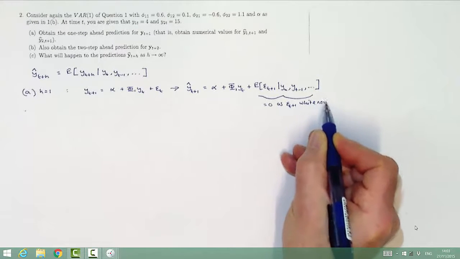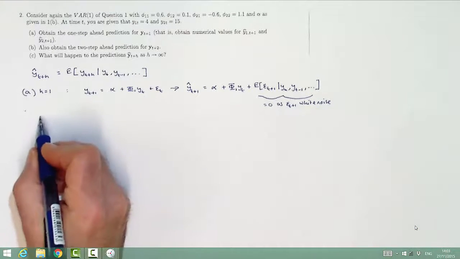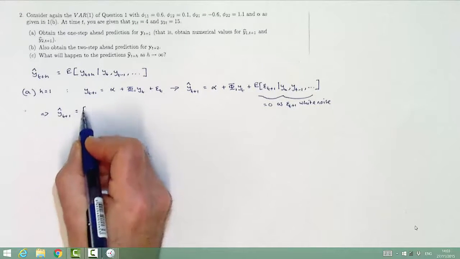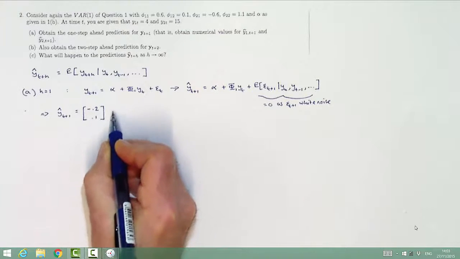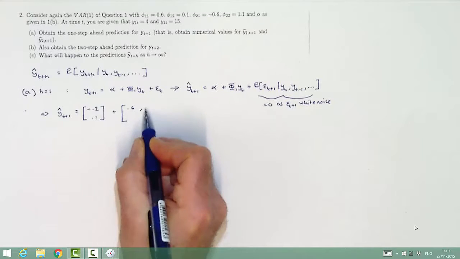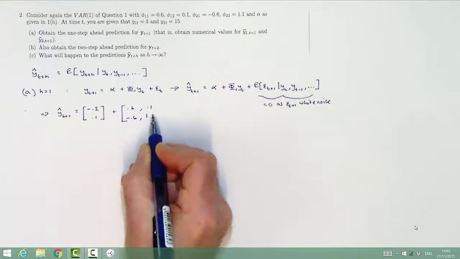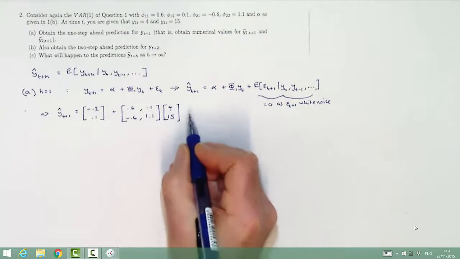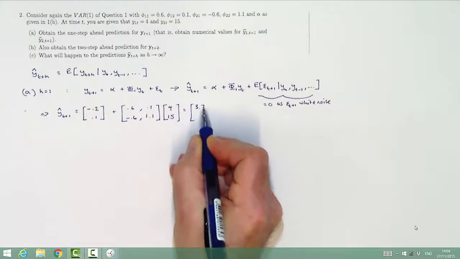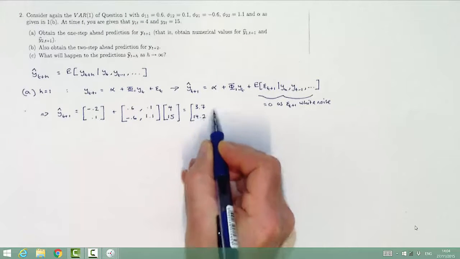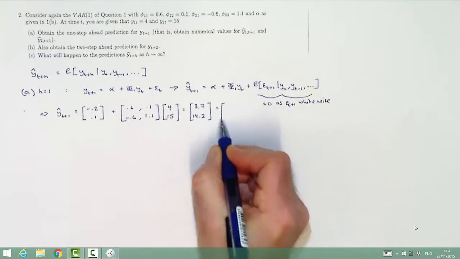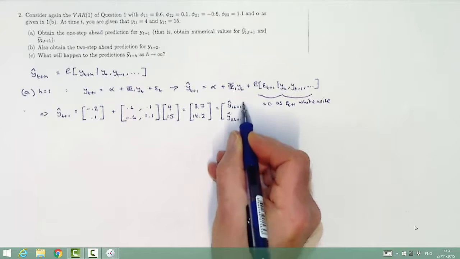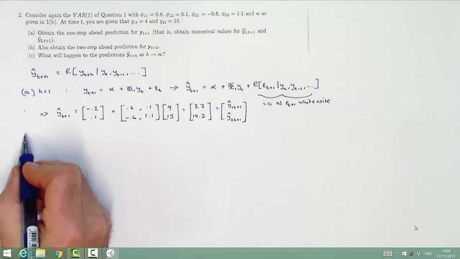So now using that formula for the specific process that we're given in the question, our prediction will be alpha plus, putting in the values for phi, and then we substitute in the values we're given in the question for y_{1t} and y_{2t}, 4 and 15. The answer becomes 3.7 and 14.2. Notice the first element is our prediction of y_{1,t+1}, and the second element is our prediction of y_{2,t+1}.